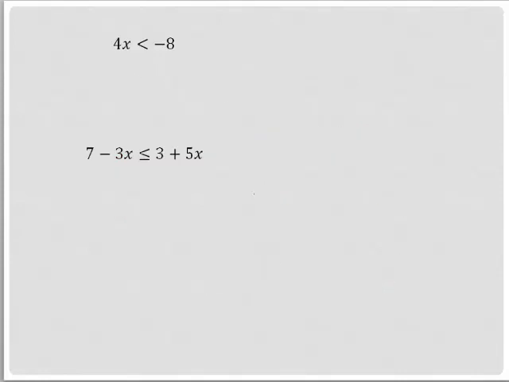So let's take a look at doing some of our problems. 4x is greater than negative 8. Let's solve this problem. We divide by 4, and we get x is greater than negative 2. So on our graph, we put 0, and we put negative 2, and we put an open circle because it doesn't have an equal sign.